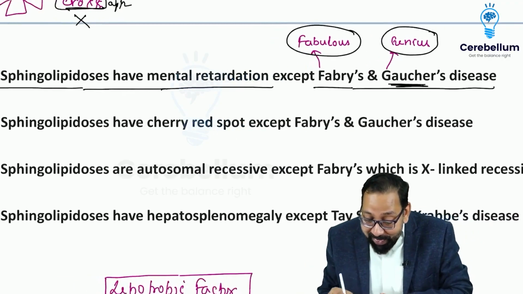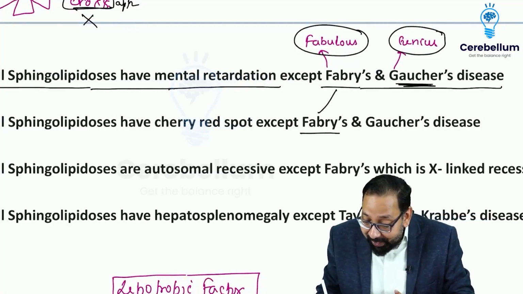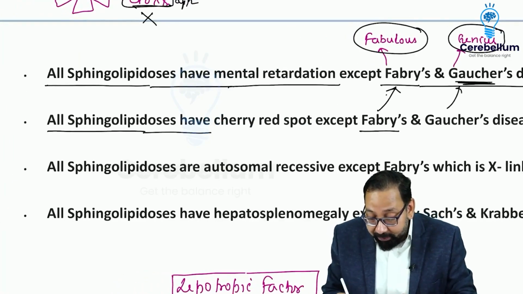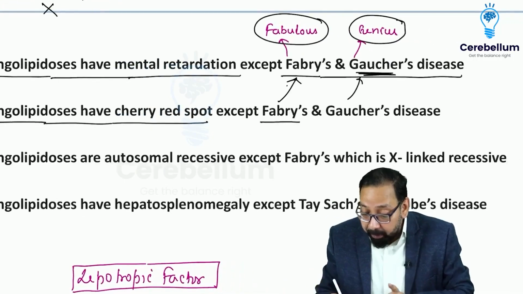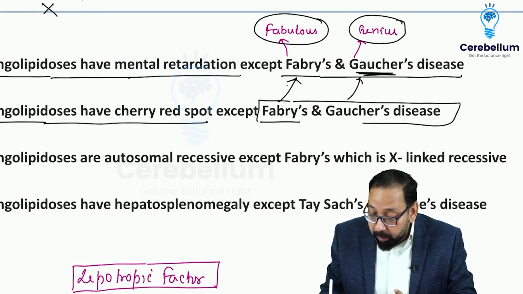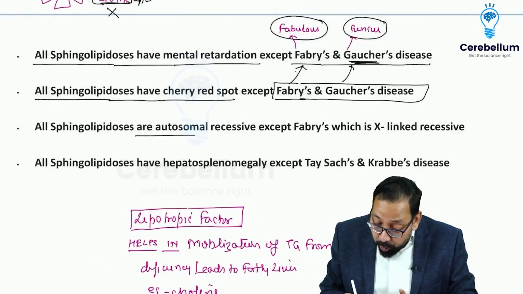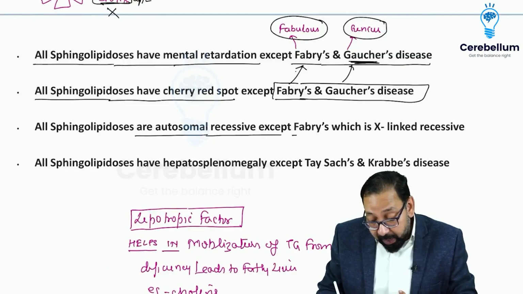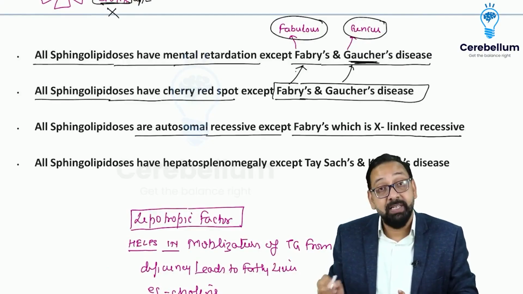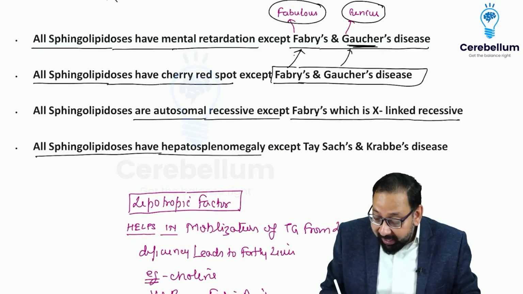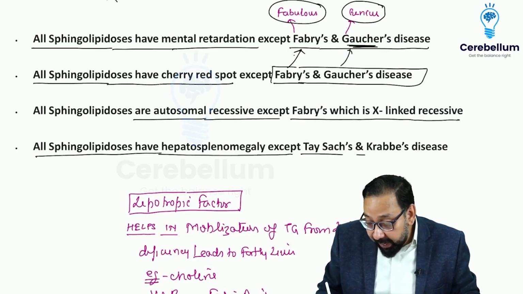So no cherry red spot in Fabry's and Gaucher. All sphingolipidosis have cherry red spots except Fabry's and Gaucher's. Now, all sphingolipidosis are autosomal recessive except Fabry's, which is X-linked recessive. All sphingolipidosis have hepatosplenomegaly except Tay-Sachs disease and Krabbe's disease.